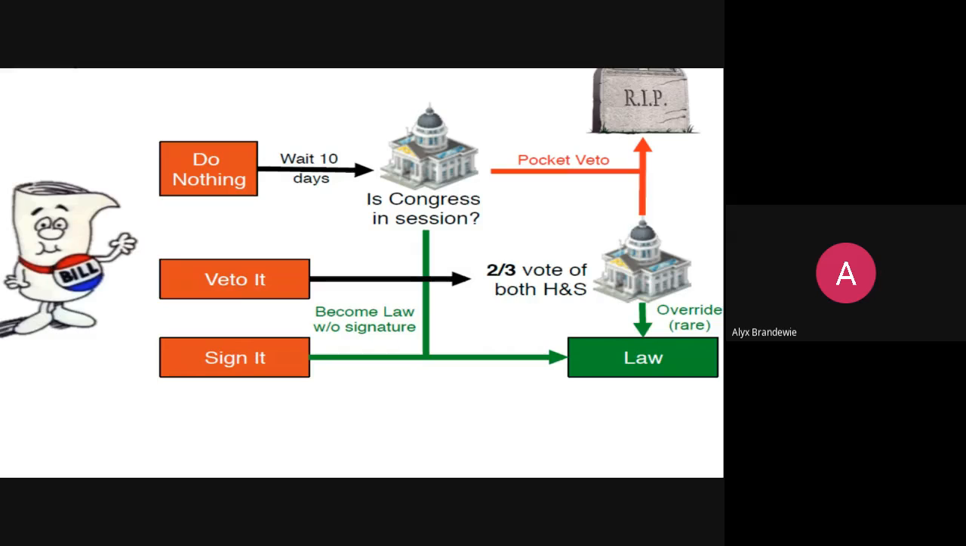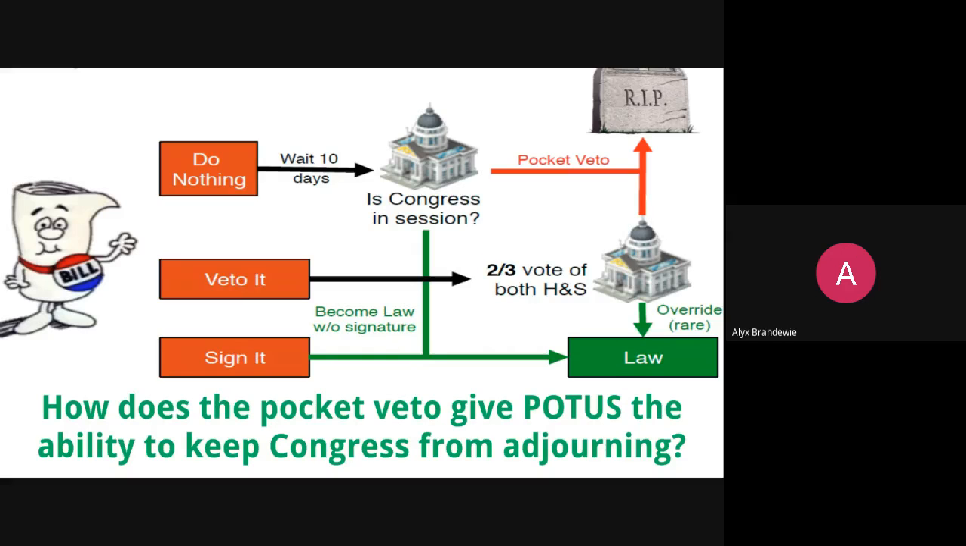So if Congress passes a bill at the end of a legislative session, at the end of their time in Washington, and they push it to the president, and he knows that they're going to dismiss, that Congress won't be in session before the end of those 10 days, he doesn't have to do anything. And that is in essence what a pocket veto does.